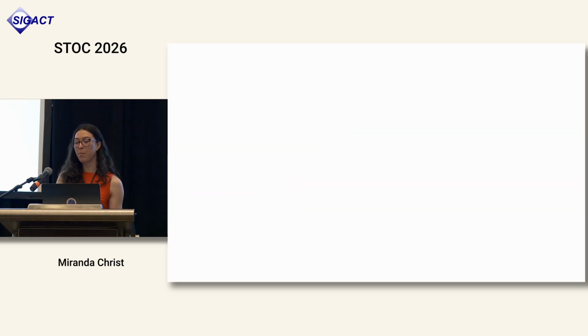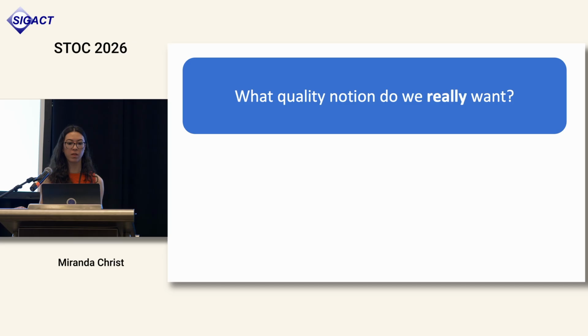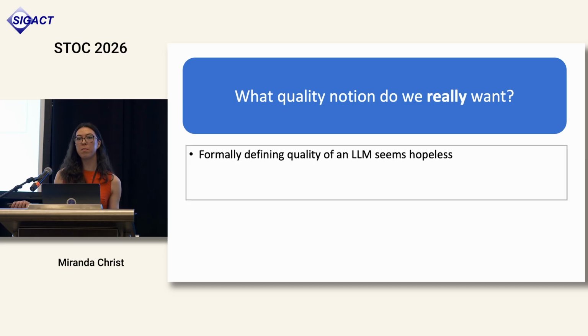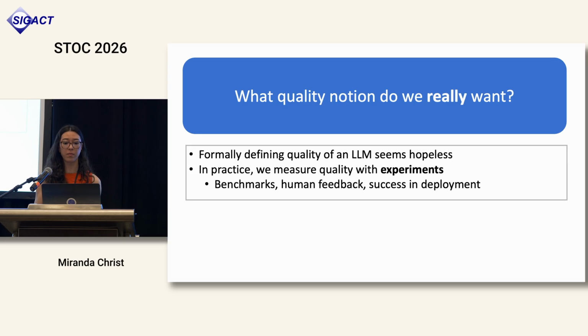Okay. But let's take a step back and think about what quality notion we actually want. Statistical distance was a bit arbitrary. But maybe one problem we run into is that formally defining quality of an LLM seems to be a hard task in itself. It's hard to say what a high quality essay is, and it only gets harder as you're using an LLM on lots of different tasks.